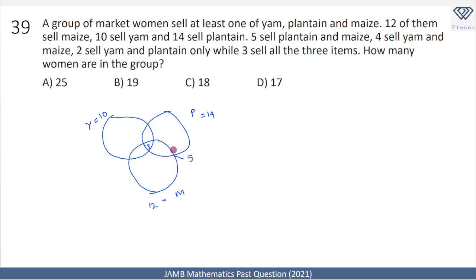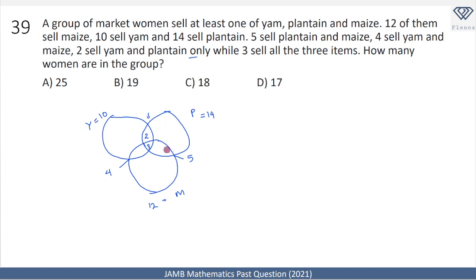Now I'm told that 4 sell yam and maize. So where is yam and maize? Yam and maize is this space over here. So 4 of them sell yam and maize, and 2 sell yam and plantain only. So where is the 2 that sell yam and plantain? This is yam and plantain, but because they are selling yam and plantain only, it does not include those that sell all 3 of them. So I can directly write my 2 inside this space over here.